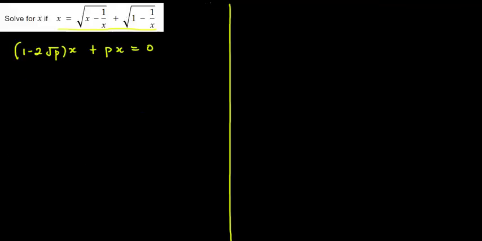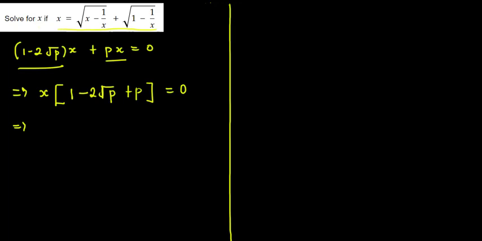Okay, so we have that 1 minus 2 root p x plus p x is equal to 0. So if I factorize x from this and this, it implies that x times (1 minus 2 root p plus p) is equal to 0. Now, for this to be true, we have that either x is equal to 0 or 1 minus 2 root p plus p will be equal to 0.